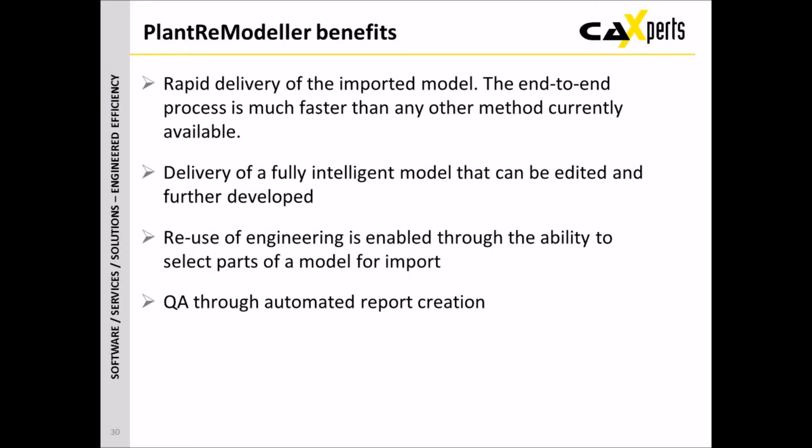So the end-to-end process is much faster than any other method currently available. And again, what we found is there are different methods of dealing with this, but usually there's a lot of pressure on time. Yes, we can be cheaper, but the time for delivery is one of the most critical factors that we come across. We deliver a fully intelligent model that can be edited and further developed. And of course, you could use this approach for reuse of engineering because you can just select parts of the model for import. And as I've already mentioned, we get this QA through the automated report.